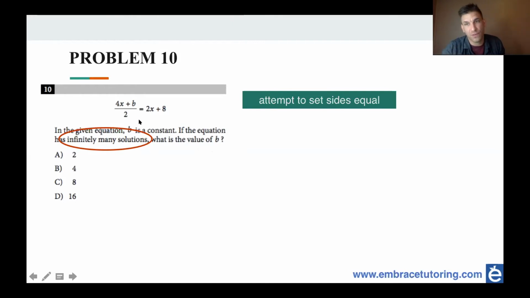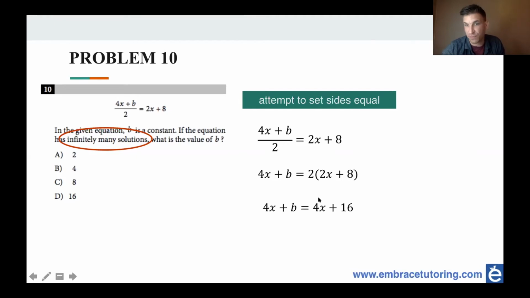Now, they do you a favor, because if I have a 2 here and I cross multiply, it becomes 2 times 2x plus 8. So 4x plus b equals 2 times 2x plus 8, remember to distribute. 2 times 2x is 4x, and then 2 times 8, when I distribute, is 16. So now I have 4x plus b equals 4x plus 16.